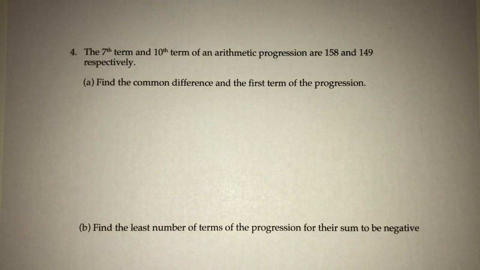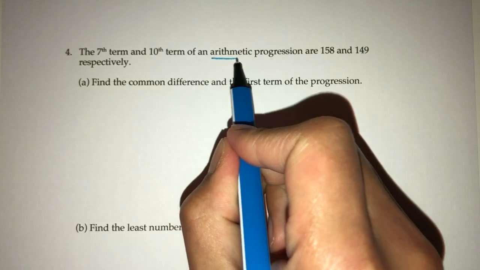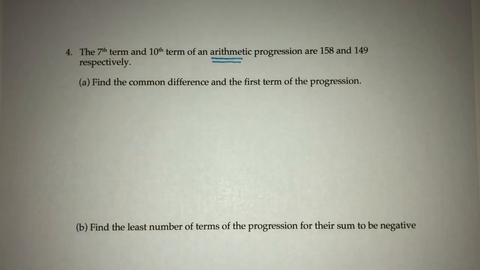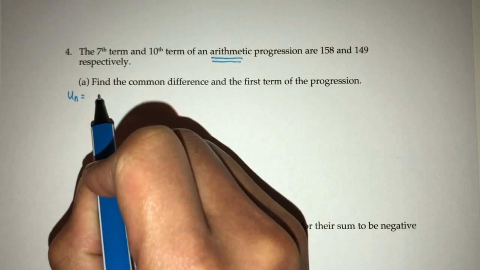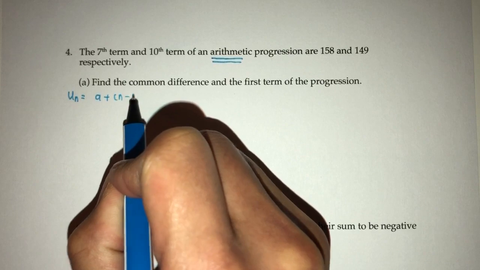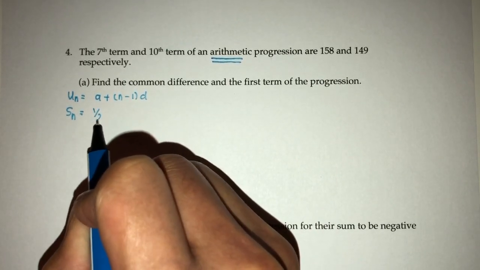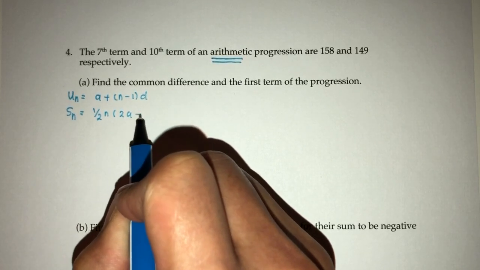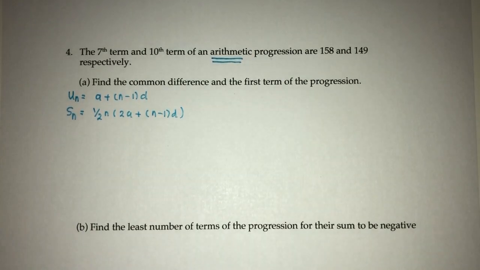Okay, now let's move on to question number 4. So what do we have here? The 7th term and the 10th term of an arithmetic progression. You know this already. Just write down your formulas first. The nth term, un, is equal to a plus n minus 1 times d. And the sum of the first n terms is equal to half n times 2a plus n minus 1 times d. These are given to you on your list of formulas, so nothing to memorize here.